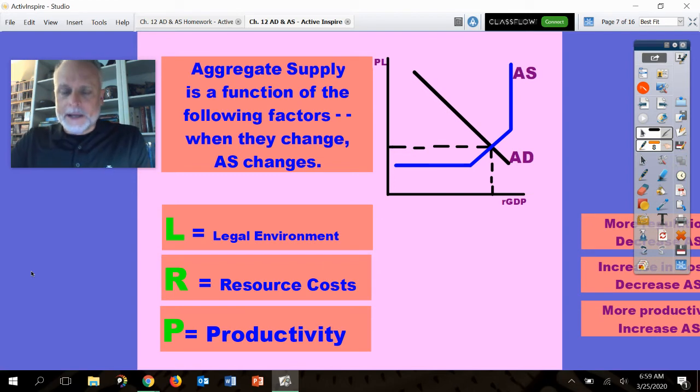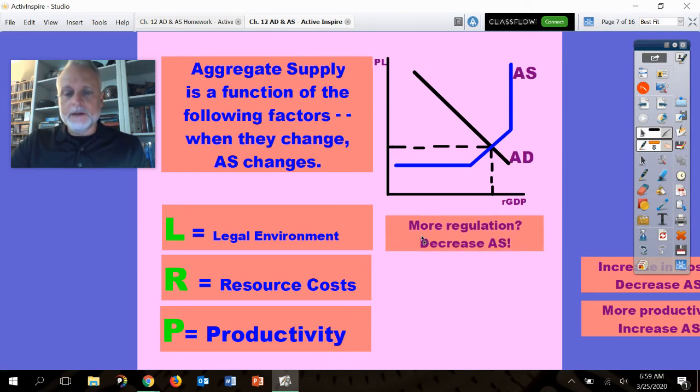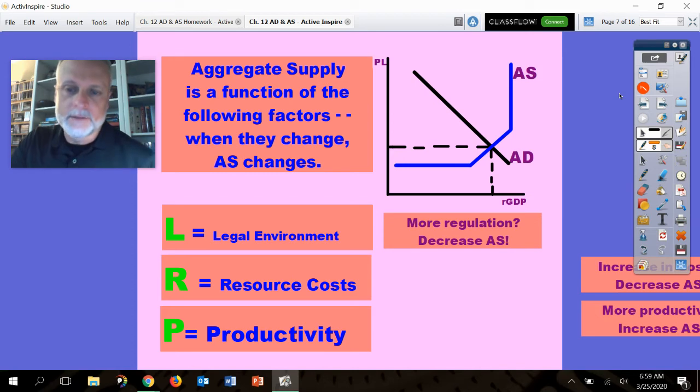Now, where AD had a direct relationship where an increase in one of those meant an increase in the AD curve, what you have here is a little bit more specific, okay? If you have any more regulation, like the government goes in and re-regulates the airlines or the banking industry, and they make more laws that have to be followed, that's going to slow AS down and make us have a decrease in AS, okay? So that's probably not what we want to see right now.